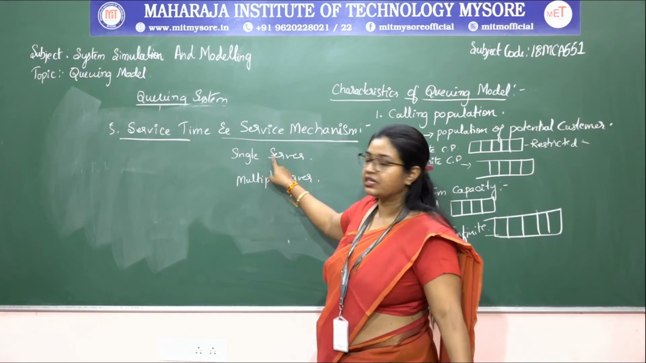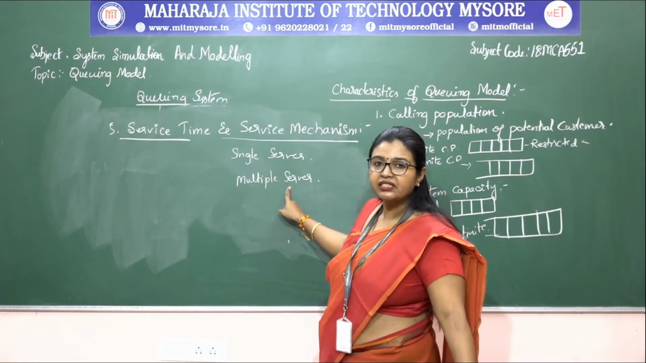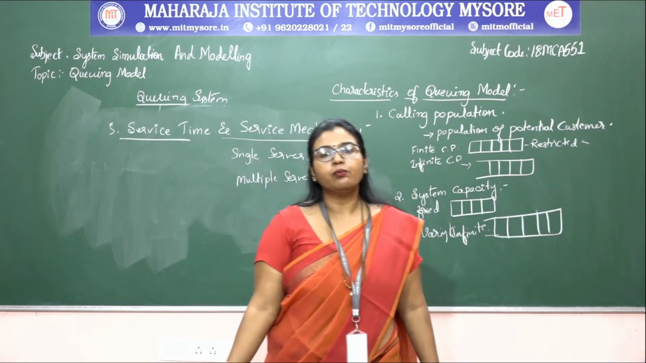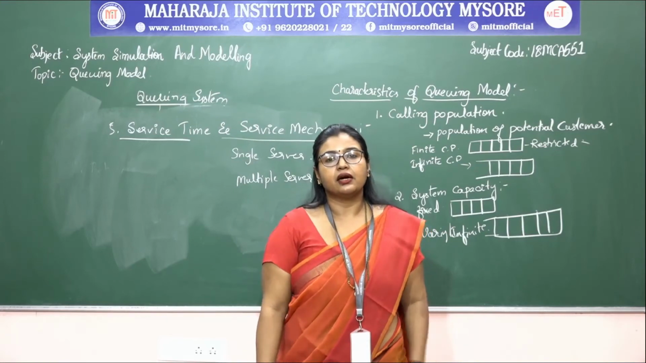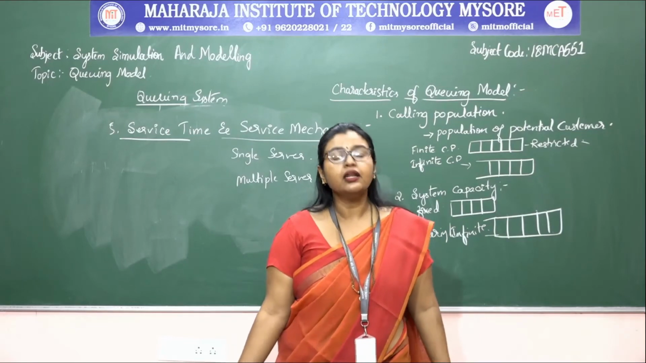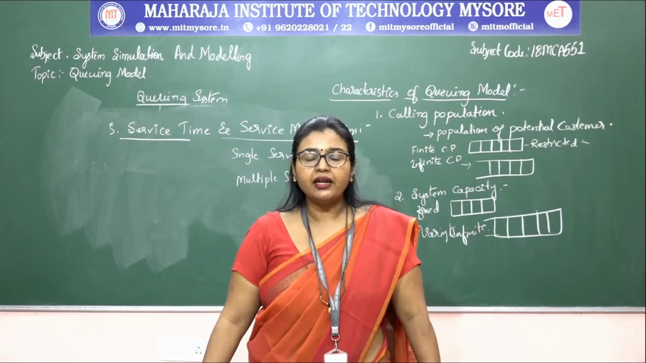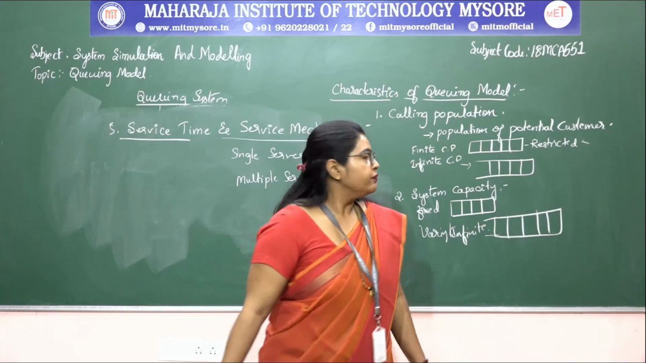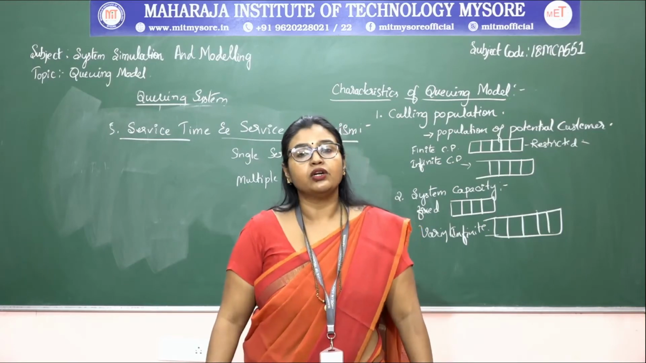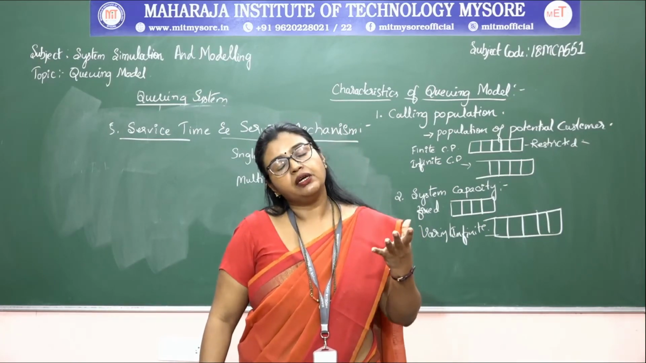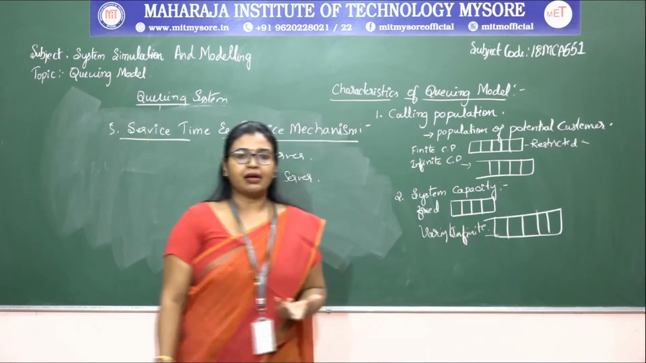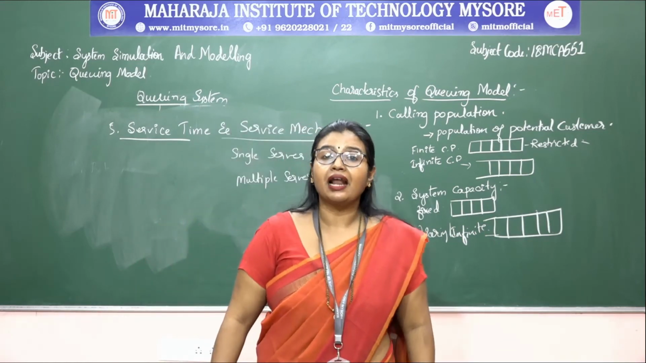So whether we need to go for a single server or multiple servers, we need to decide. Therefore, what are the characteristics of our queuing model? The first characteristic is the calling population. Who is interested in coming into the system is called the calling population. It might be finite or infinite. The next one is the system capacity. The system capacity is the length of the waiting line, whether it is restricted or unrestricted.